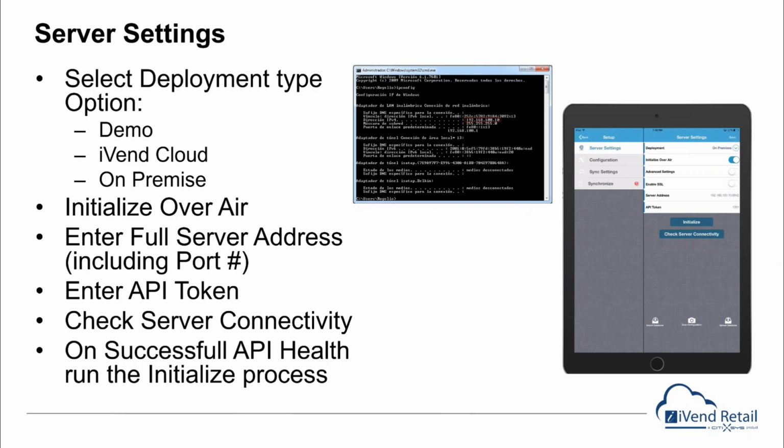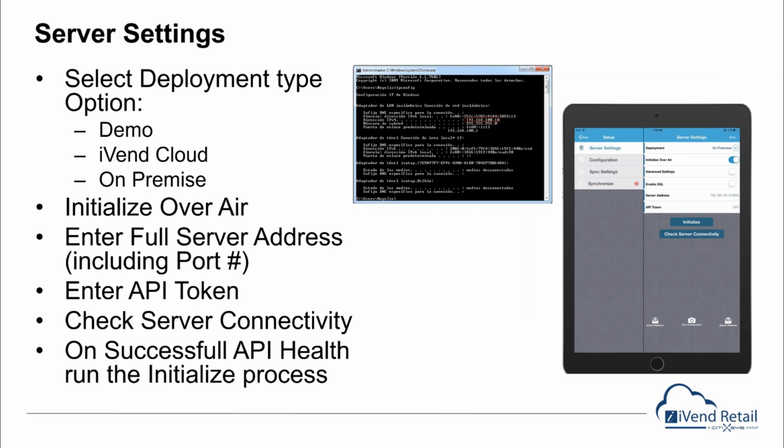So basically what you do is you go into your mobile POS, and once you click on the setup button at the home screen, if you select server settings, you have to make sure you select the deployment type option. You can either select iVend Cloud or on-premise. By default, your app will be in demo mode, so you can very easily start working with the application because it's got a demo database that you can use and play with full functionality.